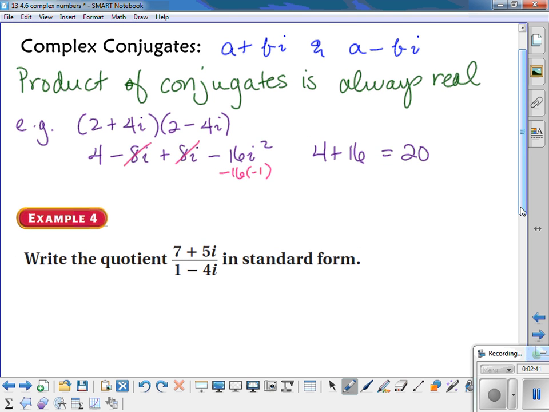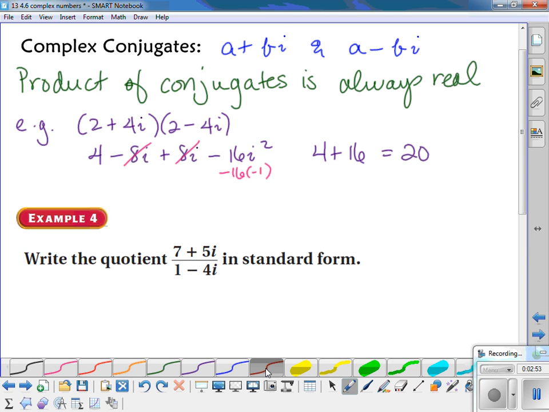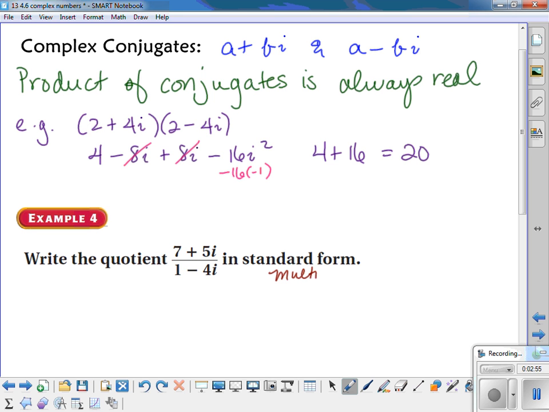So all I have to do to get this quotient in standard form is multiply the top and bottom by the conjugate of the denominator. Okay, so I'll write that down. We're going to multiply the top and the bottom by the conjugate of the denominator.